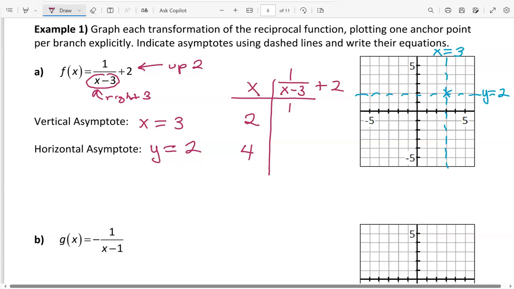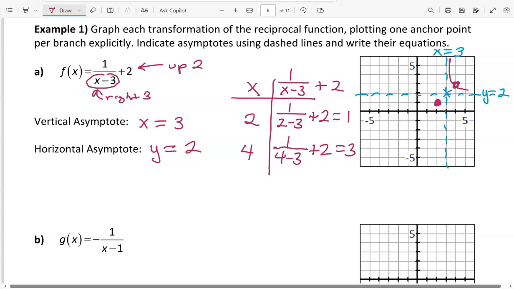When x is equal to 2, the y value is 1 over 2 minus 3 plus 2, which is negative 1 plus 2, or 1. And when x is equal to 4, the y value is 1 over 4 minus 3 plus 2, which is 1 plus 2, or 3. So when x is 2, y is 1. And when x is 4, y is 3.